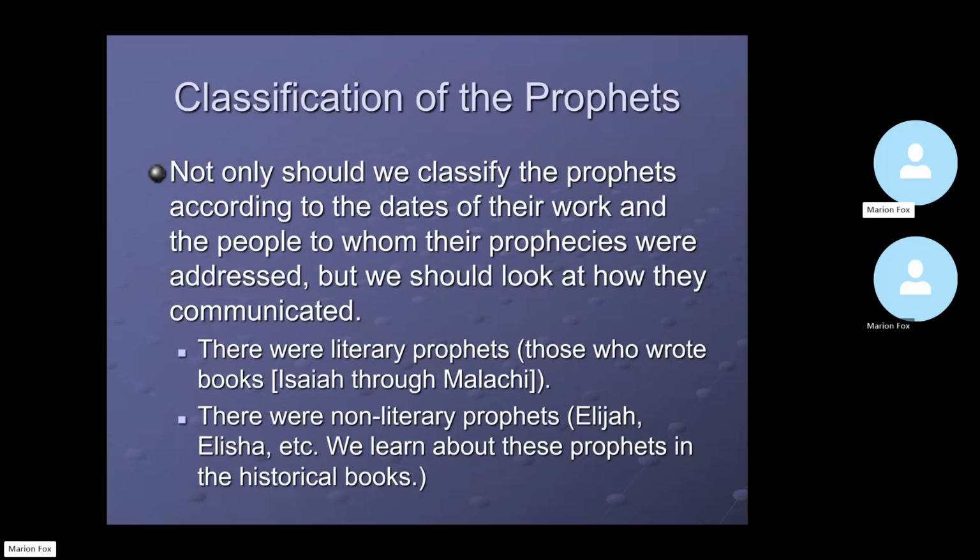There were literary prophets. By this, I mean those who wrote books, Isaiah through Malachi. They wrote the books of Isaiah through Malachi. There are non-literary prophets, Elijah, Elisha, and some others. We learn about these prophets in the historical books. Elijah is mentioned quite a lot. And so these are non-literary prophets. We have some of the things they taught and said, but we don't have any explicit evidence that they wrote any books.